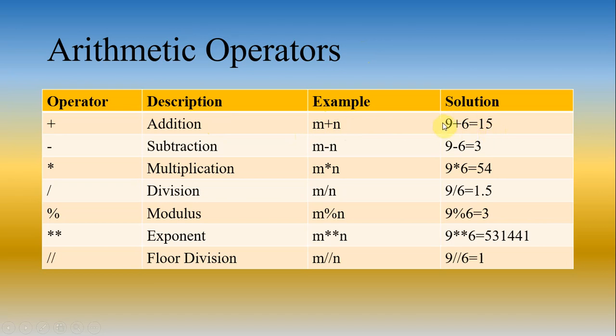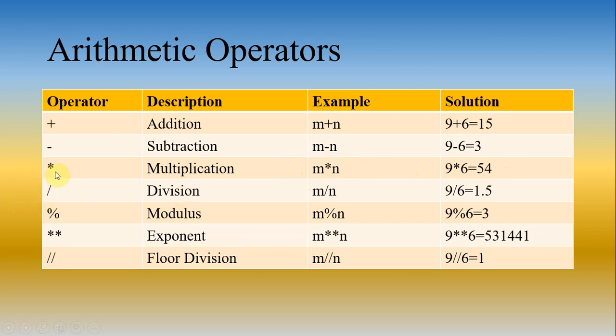So whenever you give the values 9 and 6 with the addition operator, this plus, it will give you the value 15. Next is the subtraction operator. It basically subtracts 2 variables or 2 values. For example, m minus n or 9 minus 6 equal to 3. The next is the multiplication operator. It multiplies 2 variables m into n or 9 into 6, which is equal to 54.